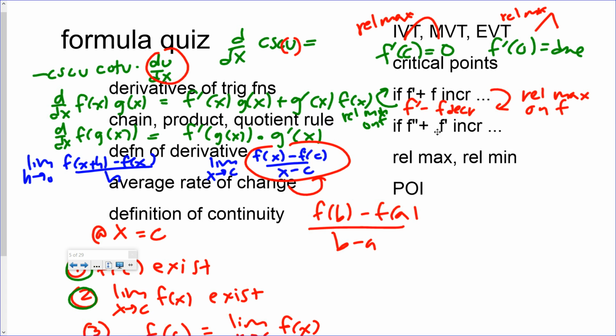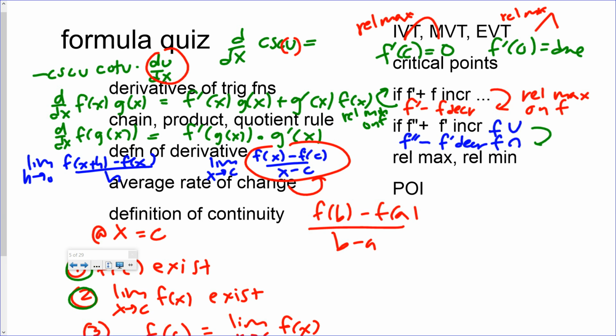You also need to know the concavity test, which is when f double prime is positive, f prime is increasing, f is what? Concave up. And you need to know that these are all synonymous. If I tell you f prime is increasing, you can tell me that f is concave up. Does that make sense? If I tell you f is concave up, you can tell me f double prime is positive. Like, they're all synonymous. They're all meaning the exact same thing. And likewise, when f double prime is negative, f prime is decreasing, and f is concave down.